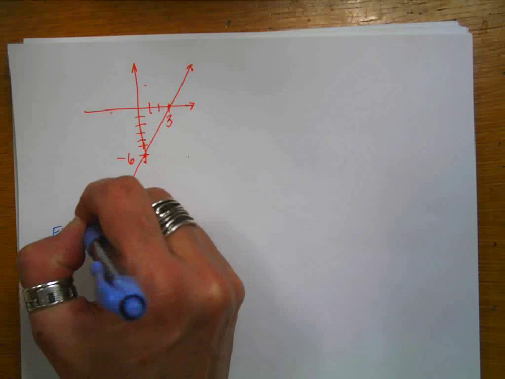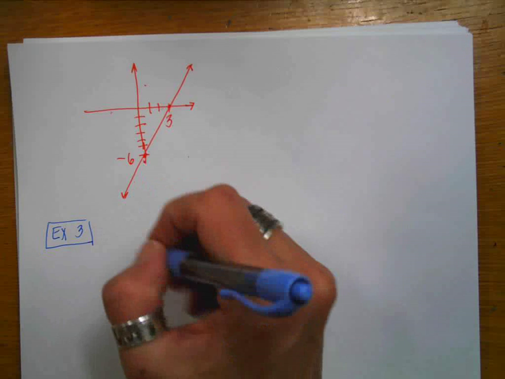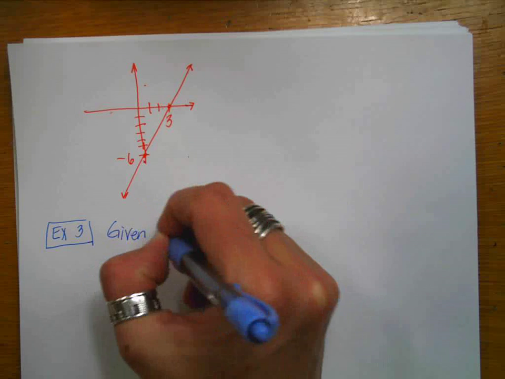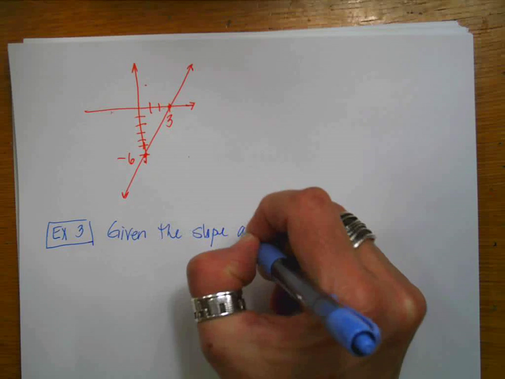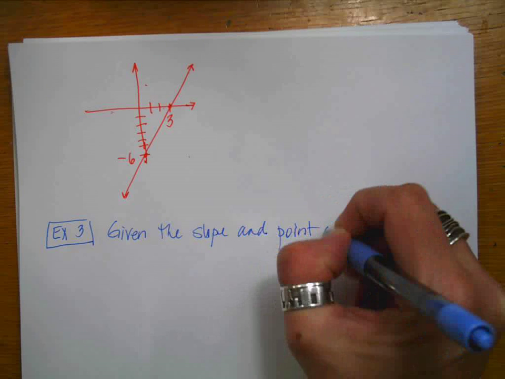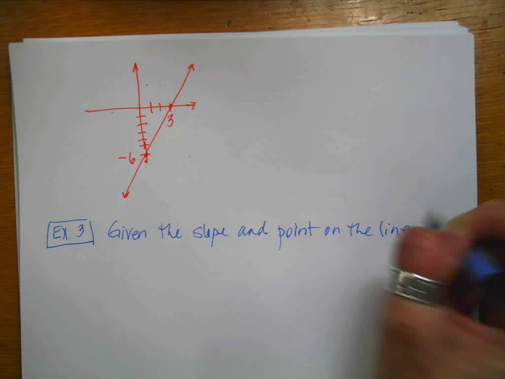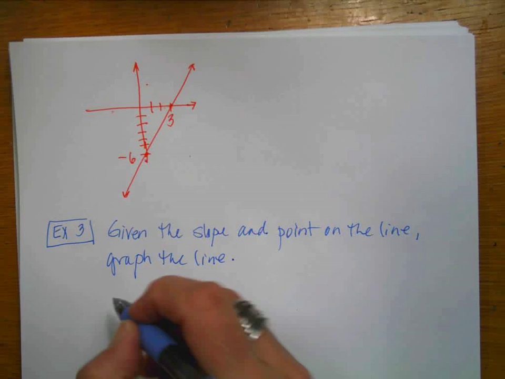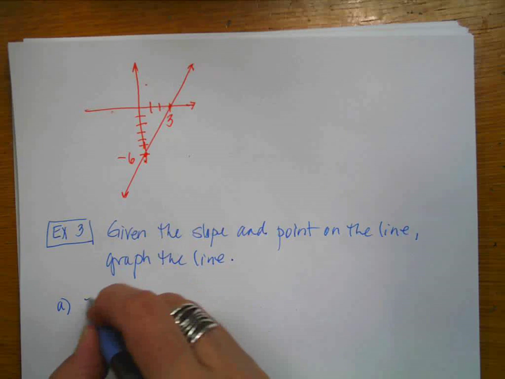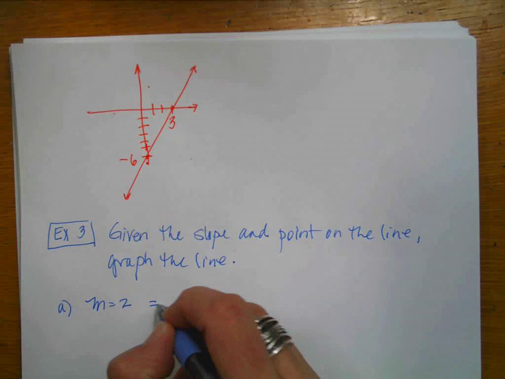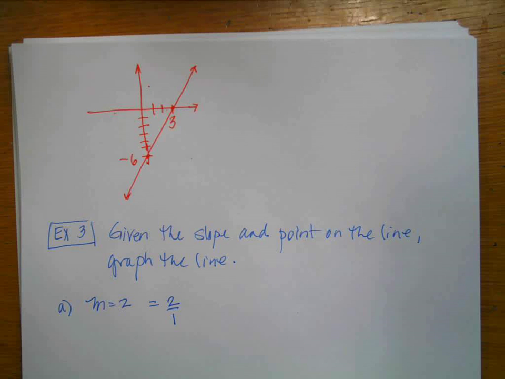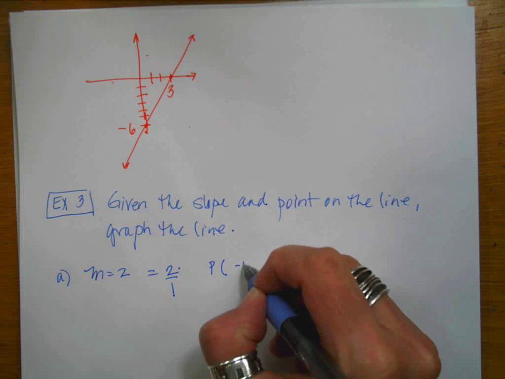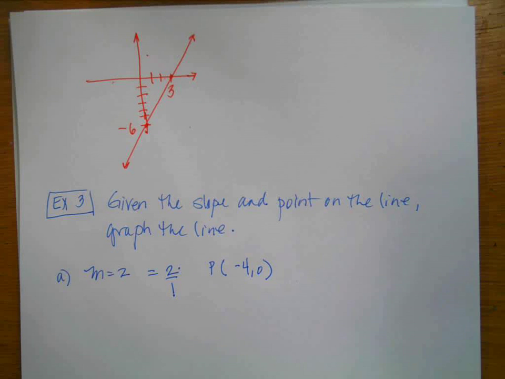Alrighty, I have another couple of examples for us, and then we're done for today. Example 3, this is another method for graphing lines. So this problem says, given the slope and a point on the line, graph the line. Okay? All right, so we're going to do 2 of these. So the first one, the slope is 2, and that means that this is technically 2 over 1. Okay, so that I have a y and an x, and the point that the graph is going to go through is (-4, 0).